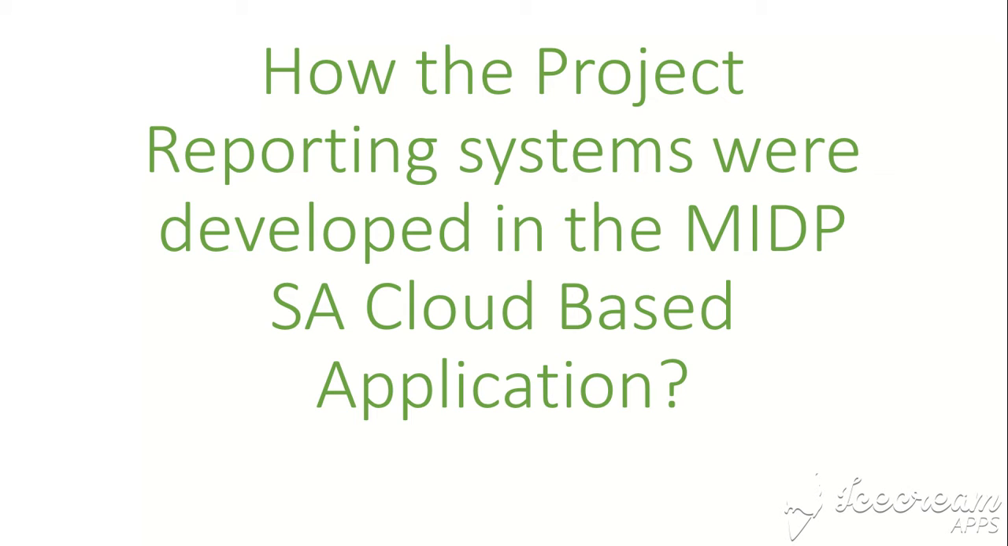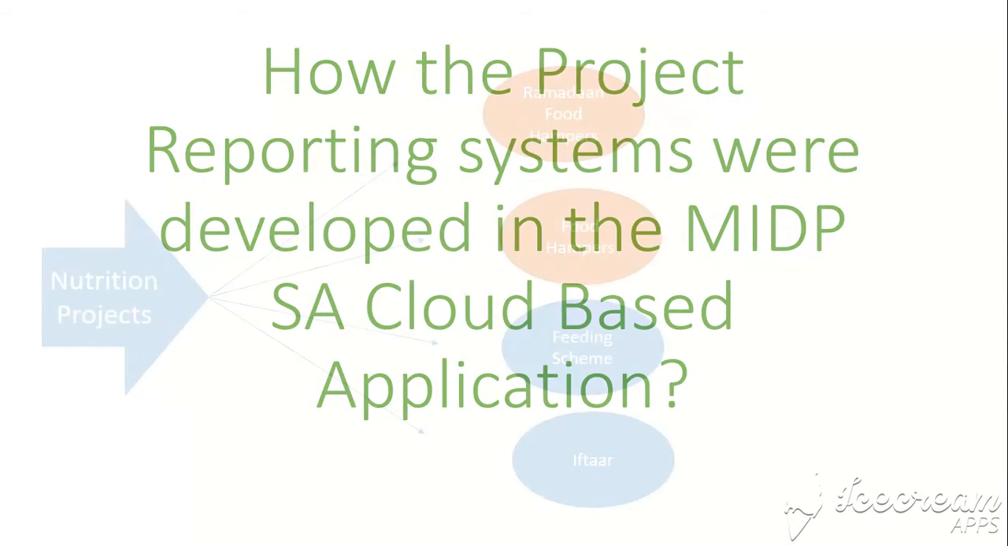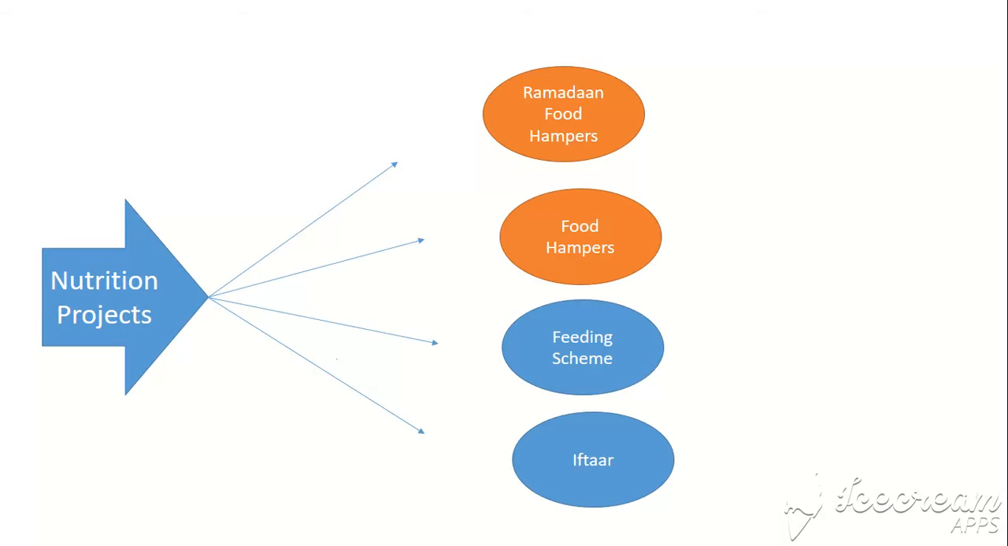This is the module on how the project reporting systems were developed in the HUDA-SA cloud-based application. What we found interesting is that there are many nutrition projects: Ramadan food hampers, feeding scheme, iftar. There are many more, possibly 100. But we're only using in this module 4 examples of projects due to time constraints.